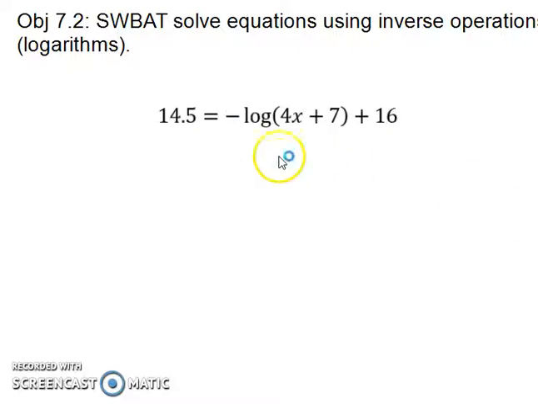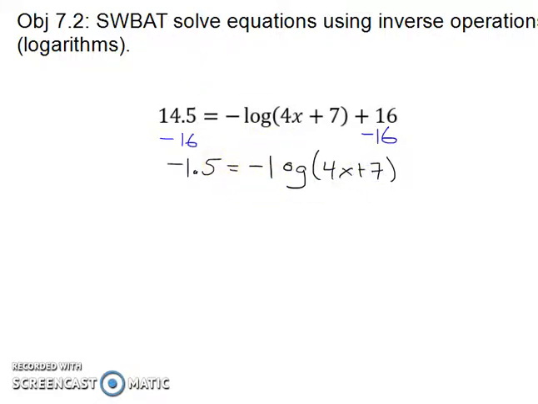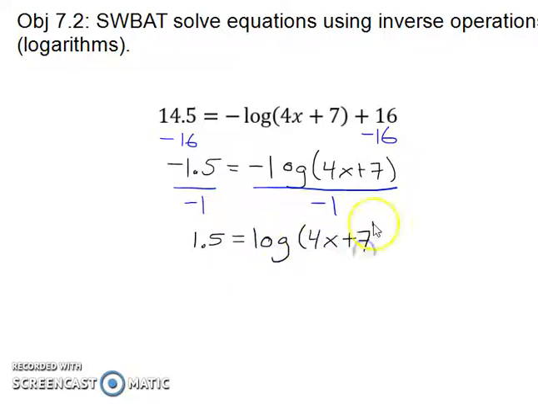Let's take a look at the next one. Again, we need to get rid of everything outside the log, and then the log, and then the inside stuff. So our first step in this case will be to subtract 16 on both sides. That's going to give me negative 1.5 on the left is equal to negative log of 4x plus 7. Now, that negative also needs to be gotten rid of, and remember that negative is a coefficient of negative 1, so I'm going to divide both sides by negative 1. Again, you don't have to show these blue steps unless you choose to. This is going to give me 1.5 is equal to log of 4x plus 7.